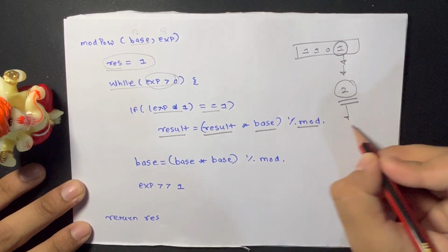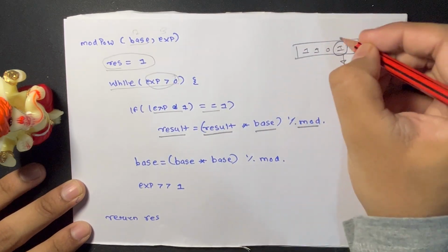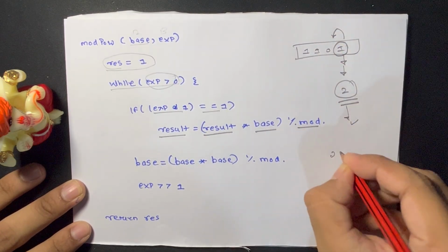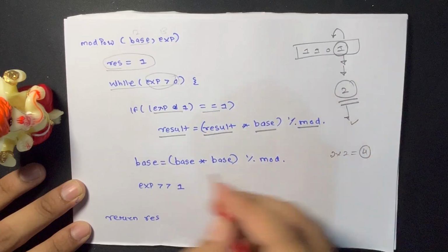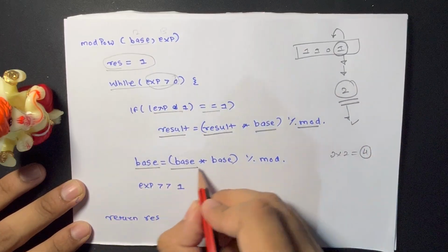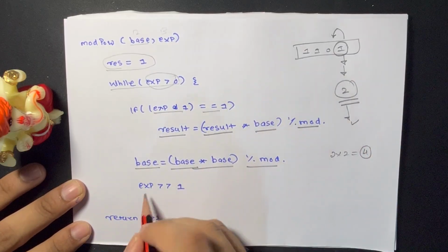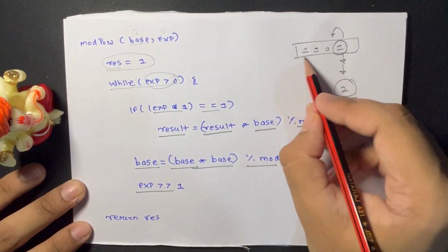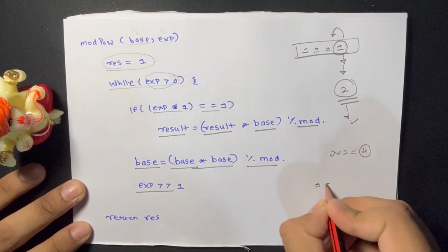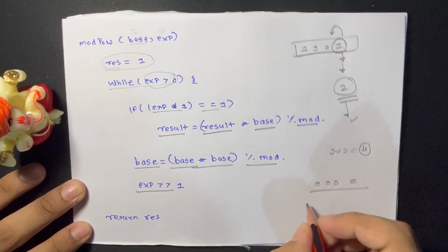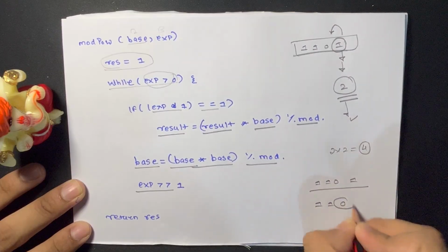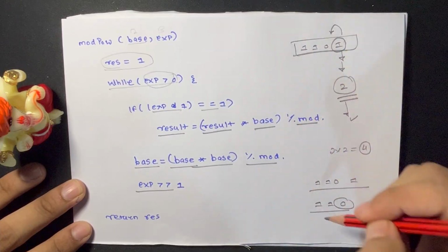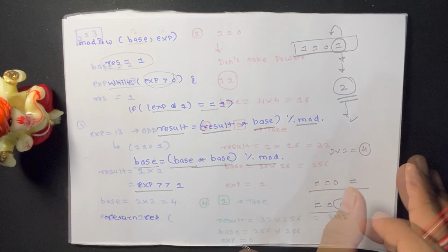And after this, once the base value is used, we go to the next base. So the next base will be 2 into 2, which is 4, right? So we just multiply our base by itself, like 2 into 2, percent mod. Then we right shift our exponent. So 1 1 0 1 will become, in the next step, 1 1 0. Okay, then the iteration will go on for this. Let's look at it.